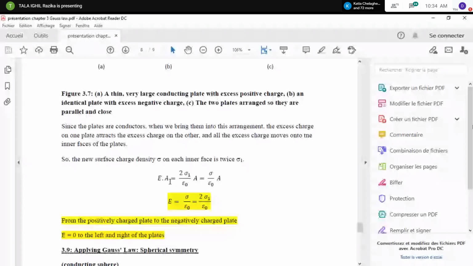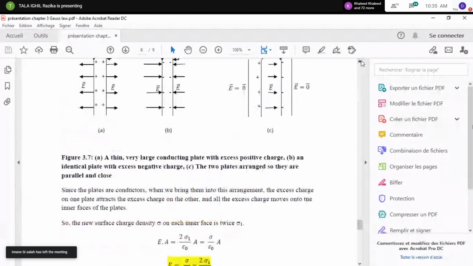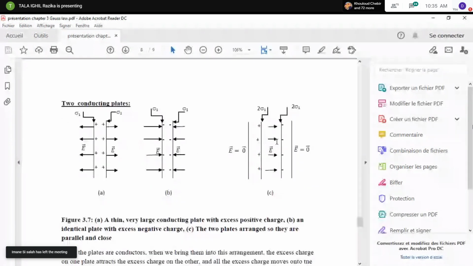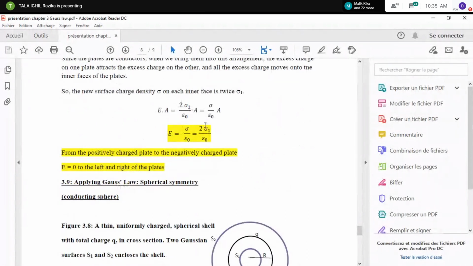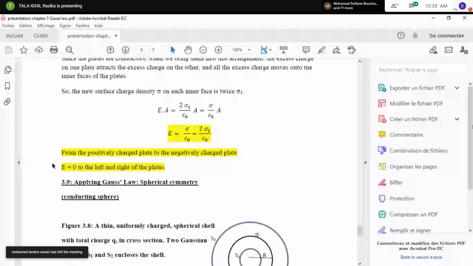If we apply Gauss law, we take a cylinder in this area, so we have EA and the internal charge is 2 sigma 1. So EA is 2 sigma 1 A over epsilon 0, and we will have E is 2 sigma 1 over epsilon 0, with sigma being twice sigma 1. So the field goes from the positively charged plate to the negatively charged plate, and E equals 0 outside.